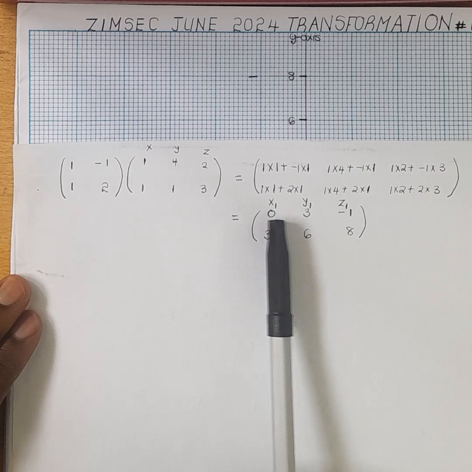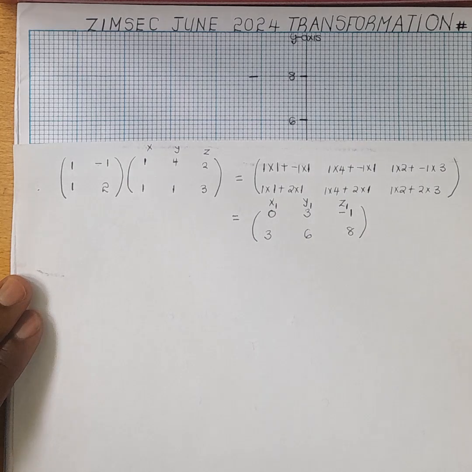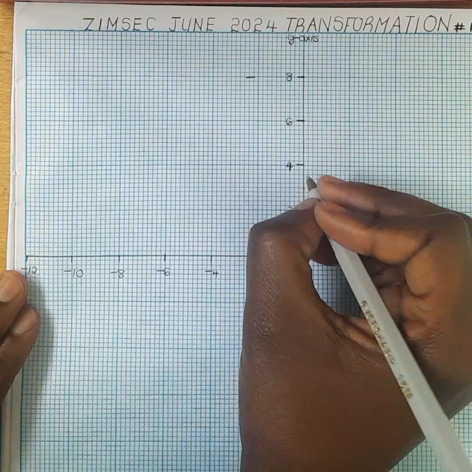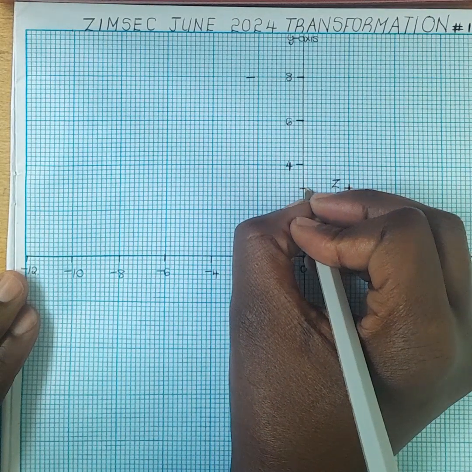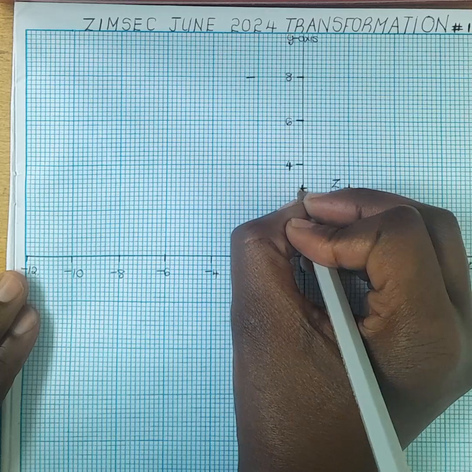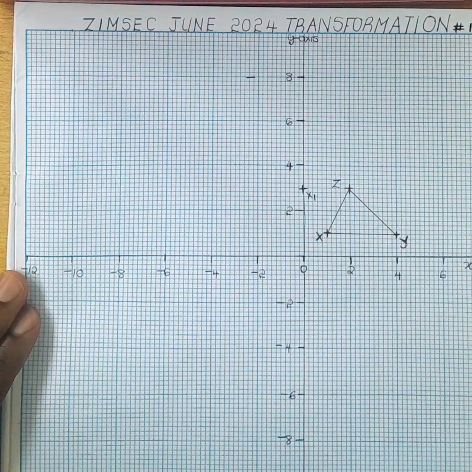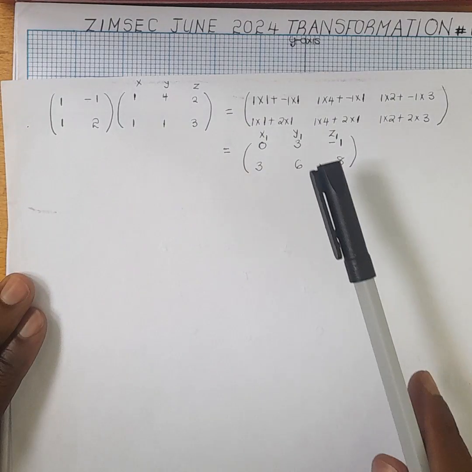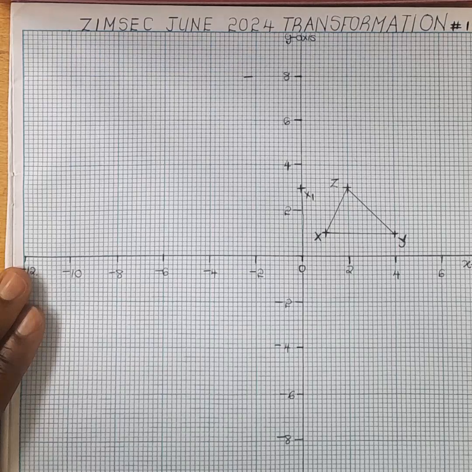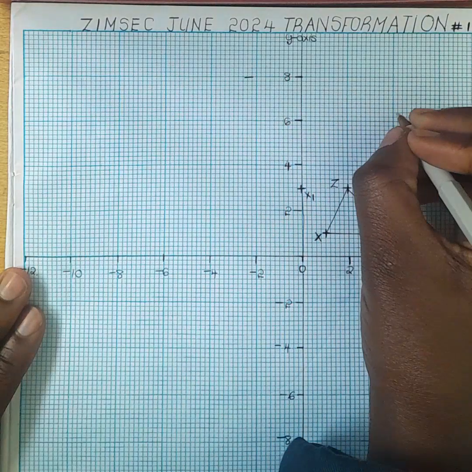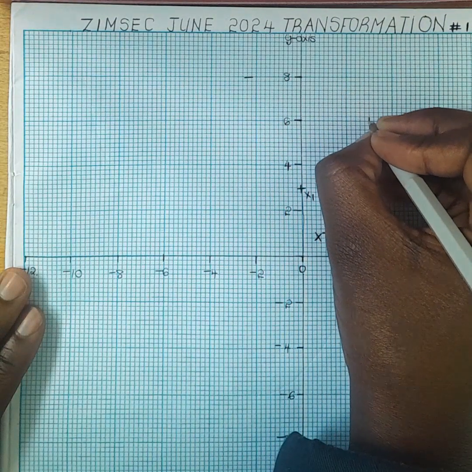So for X1, we are having (0, 3). So 0 in the x-axis and 3 in the y-axis, it is going to be this point. Then we are going to label it X1. Next, we are having (3, 6). So for (3, 6), it is 3 in the x-axis and 6 in the y-axis. So we plot this point.